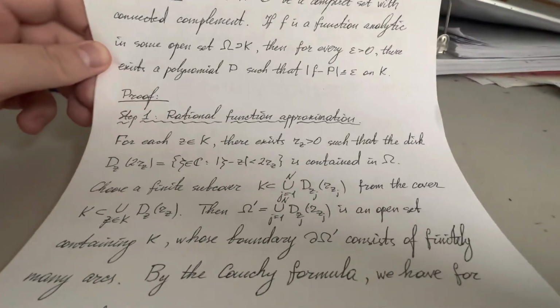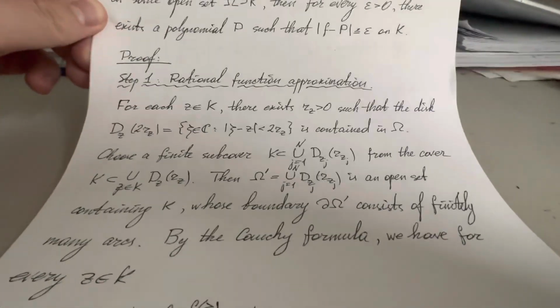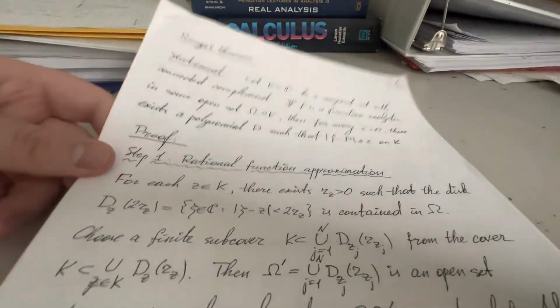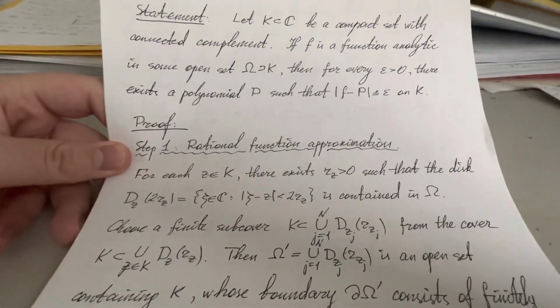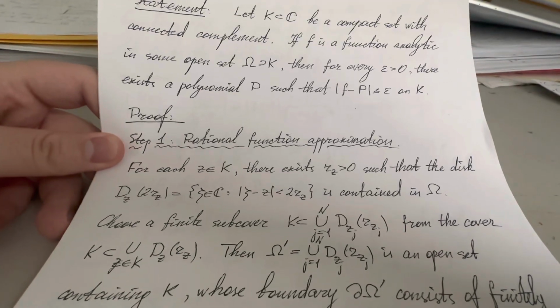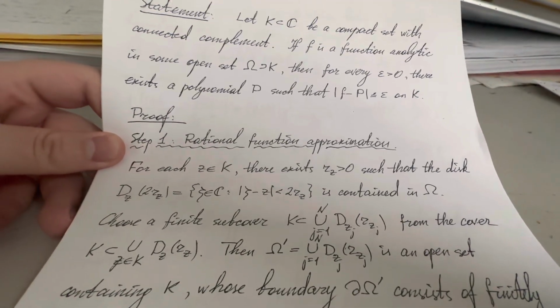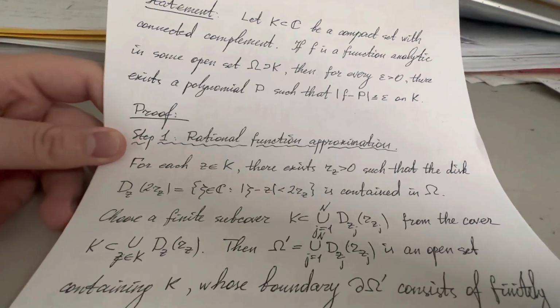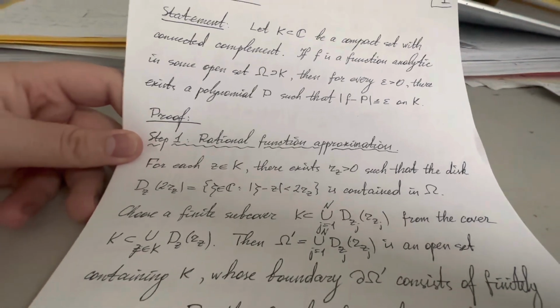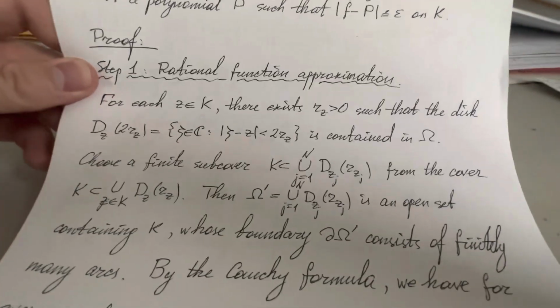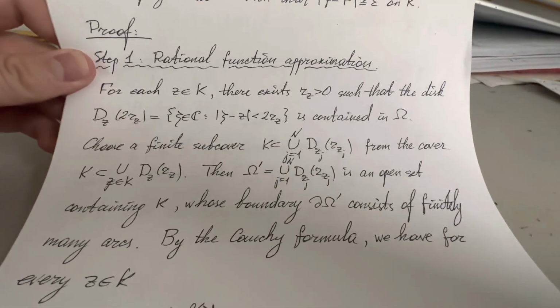The proof of Runge's theorem is kind of complicated. So there's a couple different versions of the proof in here, and it's divided up into 3 steps. The first step is rational function approximation, which means that we're going to approximate it with a rational function first, and then get a polynomial from that rational function. Okay, so what's the first step here?